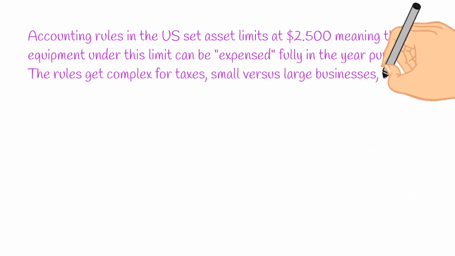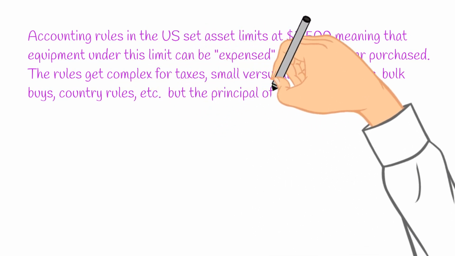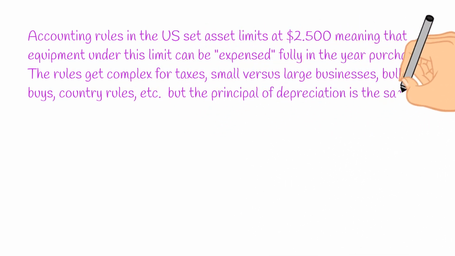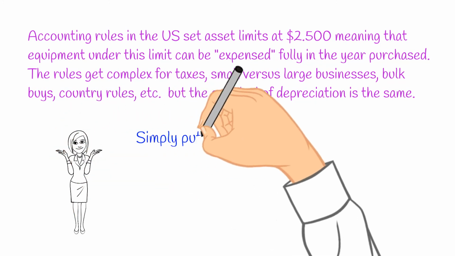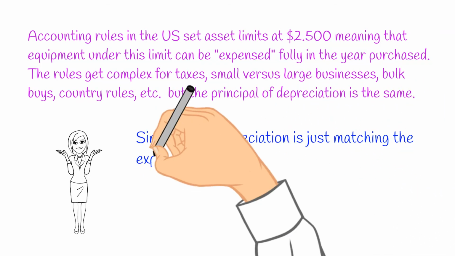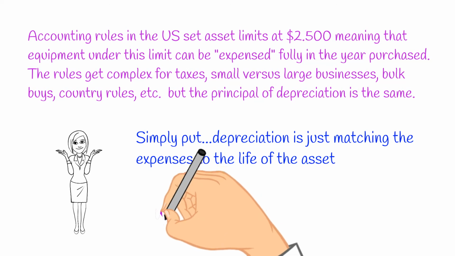Definitions vary, complexity varies from so-called bulk purchases, tax rules may change depreciation, but the principle of depreciation remains the same. Simply put, depreciation just spreads the expense over the fictitious life of the asset. Now that was easy, wasn't it?